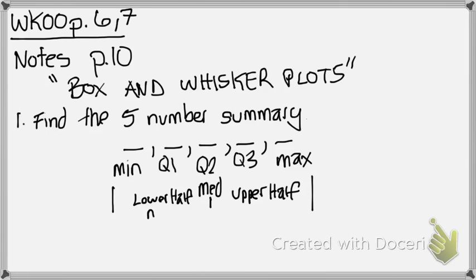Okay? So in order to find a box and whisker plot, you'll need those 5 numbers. So pause the video now if you need to finish copying that down. Otherwise, it'll clear out and we'll proceed with box and whisker plot.